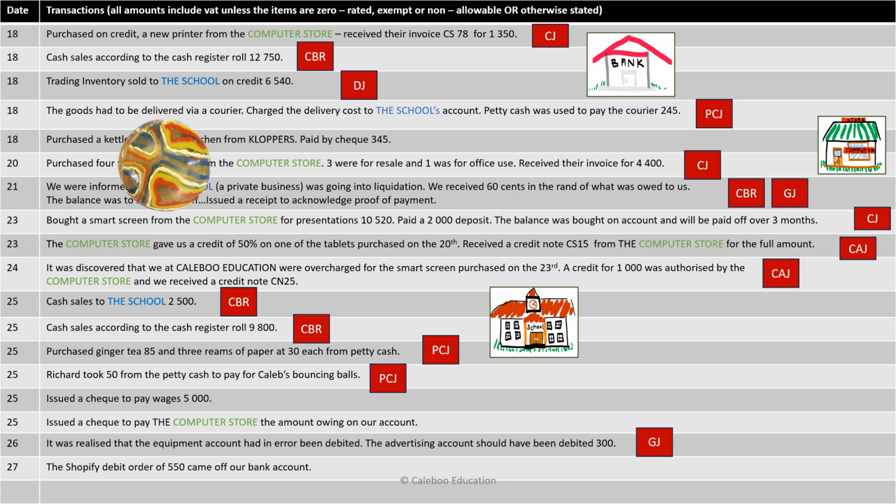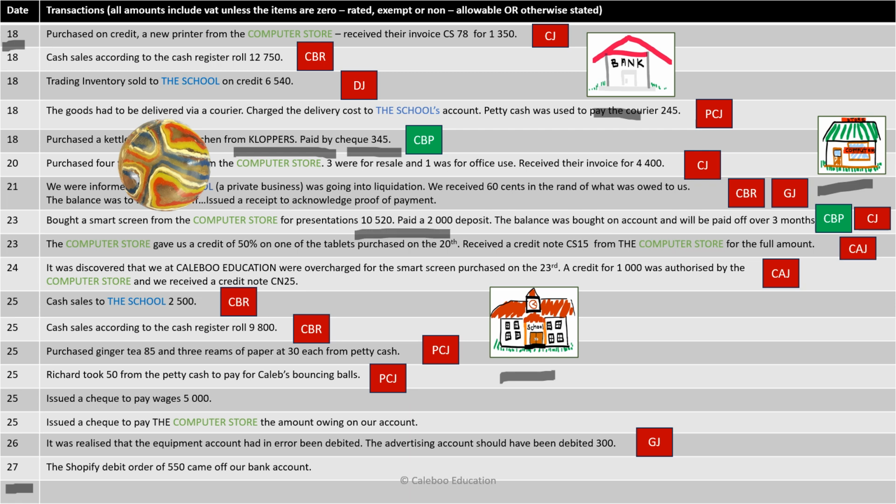These are the transactions that took place from the 18th to the 27th. They are role players, and let's see which transactions need to be recorded in the Cashbook payments. So here we have a kettle that was purchased from Kloppers and we paid by check, so we're going to have to deal with that transaction.